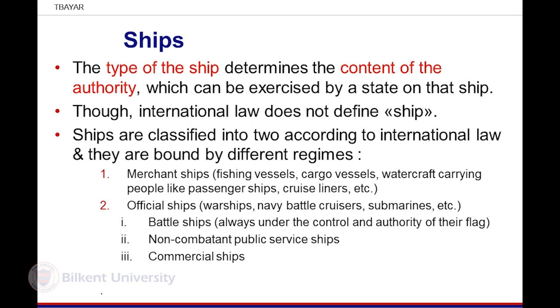So we have classified roughly sea zones according to sovereignty of the state, according to the power of the state to control certain issue areas, plus international waters, high seas, that all states can benefit from. And we have classified ships under two groups. The first one is about merchant ships, the other one is about official ships. Official ships are owned by the states directly. Merchant ships are owned by private people or corporations or companies and firms.